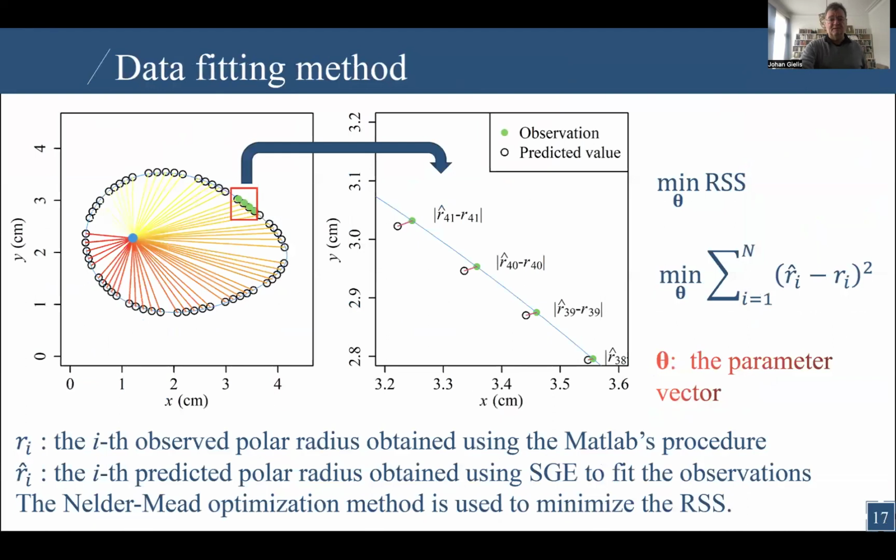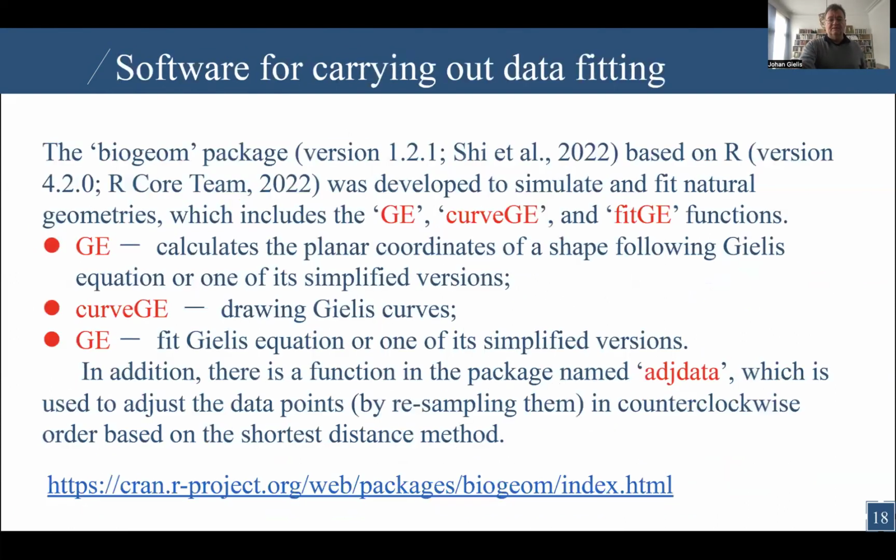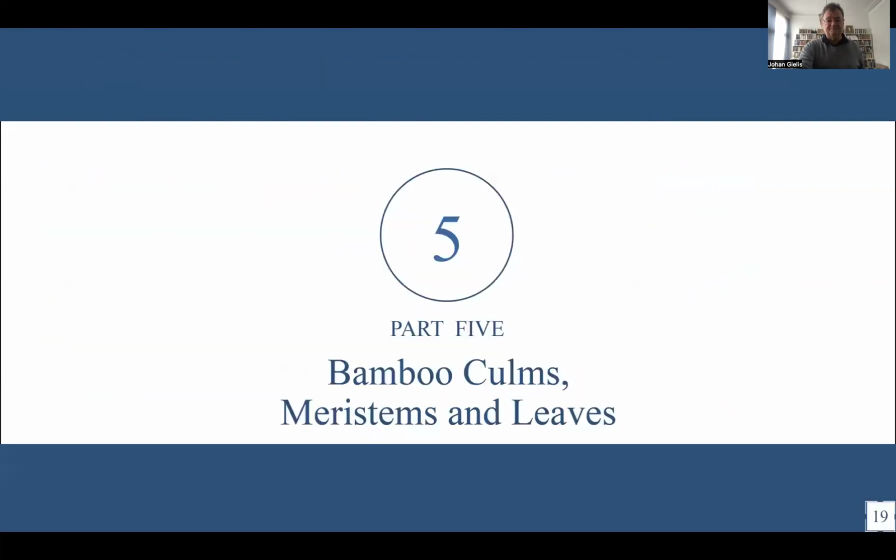Then the data fitting method just tries to fit the data to the observation, let's say the green ones, to the values that we get in the formula. Actually, all this software has been wrapped into a BioGeom package that is available on the internet, so everybody can use it. For ourselves, it has been tested on more than 40,000 specimens.